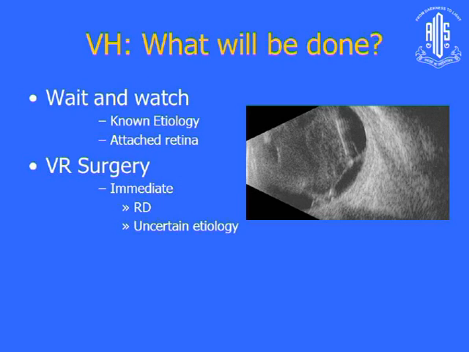So what the surgeon will do is either wait and watch, if it is a known etiology like diabetic retinopathy and the retina is attached, and it is better to consider immediate VR surgery if there is retinal detachment on ultrasonography, or there is uncertain etiology. If you don't know the reason, then it is better to operate, because there may be a retinal break and the patient may develop retinal detachment later on.